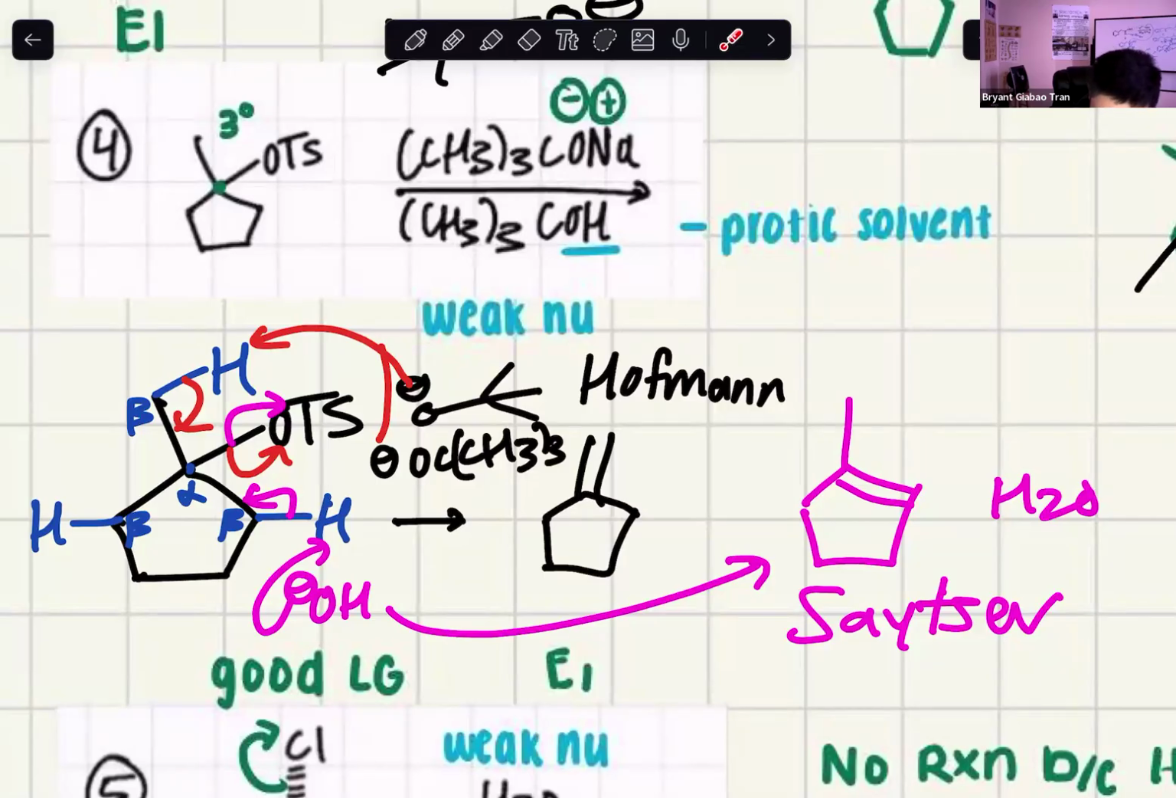The reason why is because in Hofmann, we use the bulky base. The bulky base can only go for the least sterically hindered hydrogen, but that leads to the less stable alkene, the less substituted alkene, right? But if you use a small base, it can grab the more substituted H, making the more stable alkene.